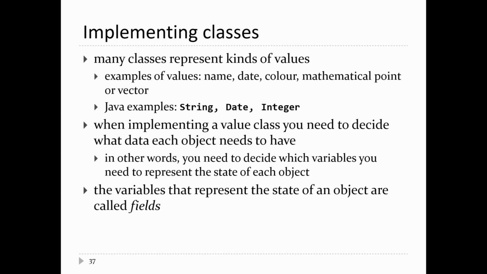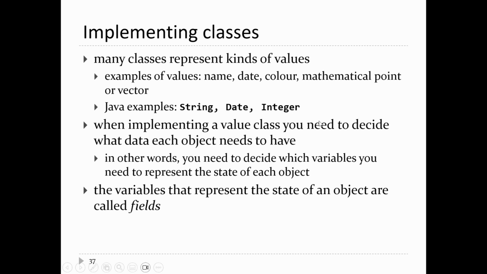So many classes represent different kinds of values. For example, a name, or a first name and a last name or something like that. Dates are values, colors are values, points are values. From the Java standard library, a string would be considered a value class, Date would be considered a value class, and an integer would be considered a value class.